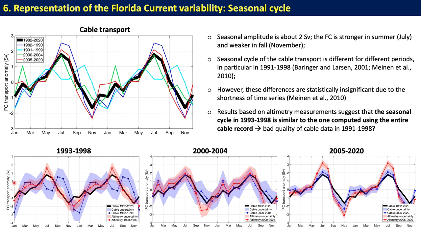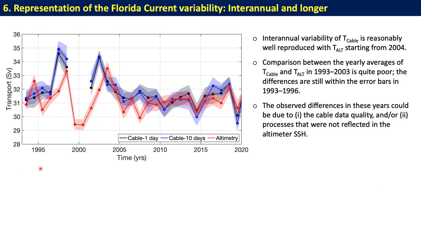So for a more detailed comparison of the individual timescales of the variability, we reconstructed the Florida Current volume transport anomalies by inverting the continuous wavelet transforms of the cable and altimetry derived transports over the range of periods associated with the following signals: the seasonal cycle, obtained by summing up the annual and semi-annual harmonics, the intra-seasonal variability, and the interannual variability. The result is shown in these plots, with the cable transport shown by black and altimetry transport shown by red curves.